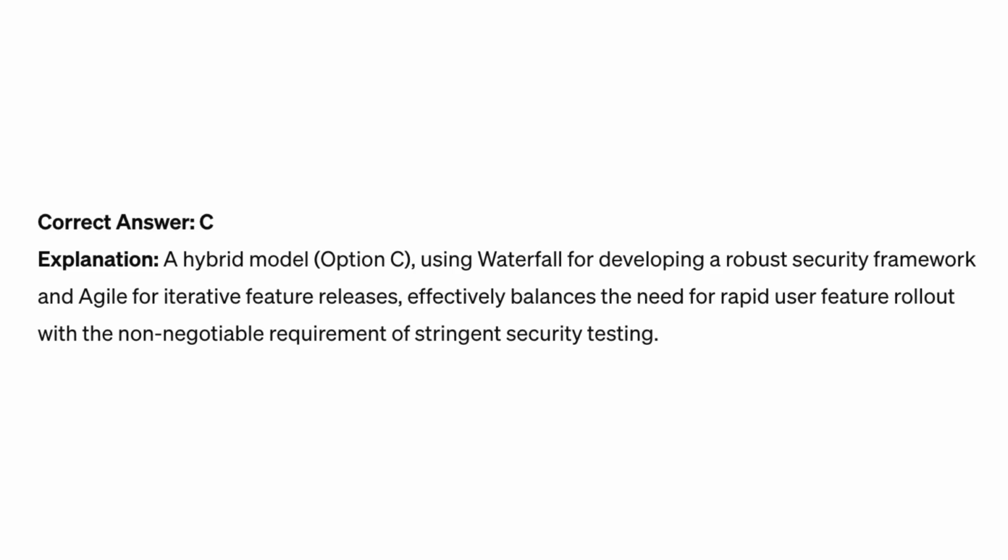Correct answer C. Explanation: a hybrid model, option C, using waterfall for developing a robust security framework and agile for iterative feature releases, effectively balances the need for rapid user feature rollout with the non-negotiable requirement of stringent security testing.